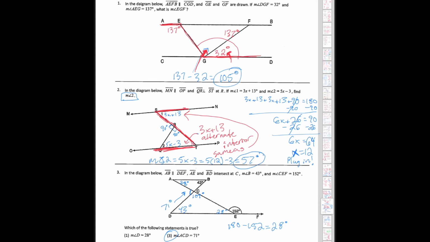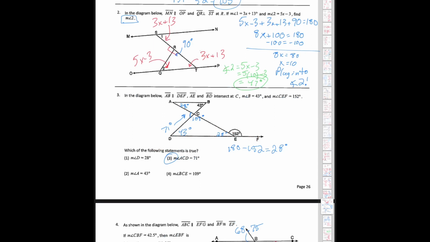So we see that we have alternate interior angles here based off of our diagram. We're used to seeing two parallel lines cut by a transversal. If you look at this here, we also have that same thing, and we also have it over here. So what we know is that this entire angle here is 137. We're given that this is 32, and if we're looking for this missing angle here, all we have to do is subtract 32 from 137, and that's how we get 105 degrees.